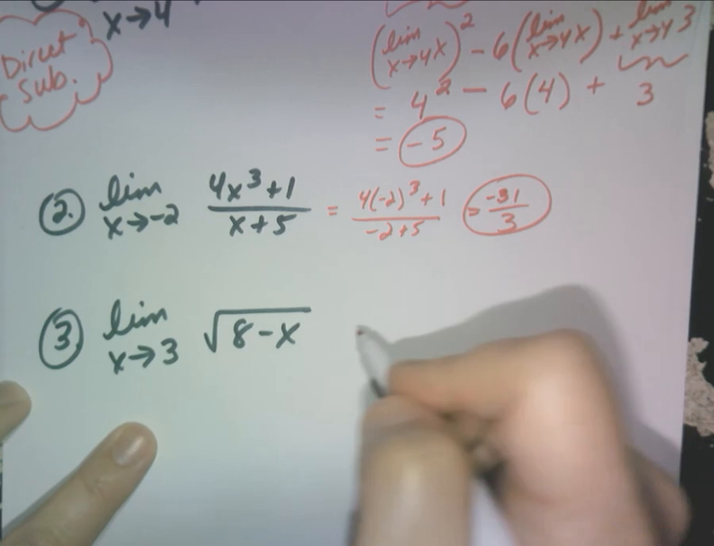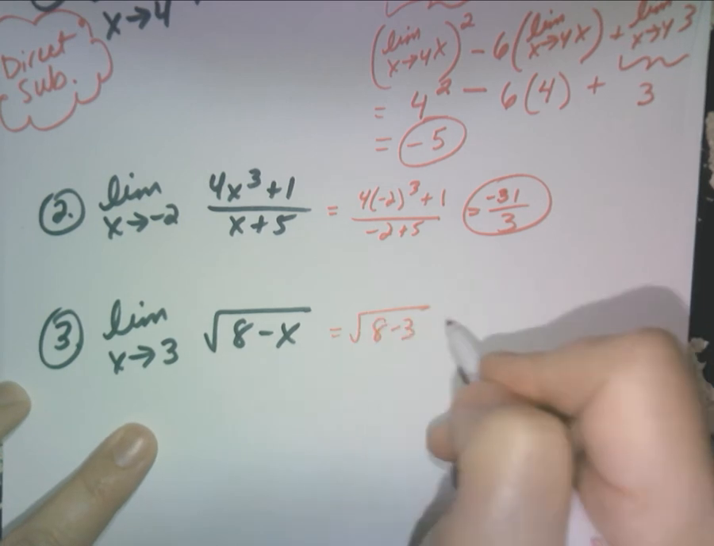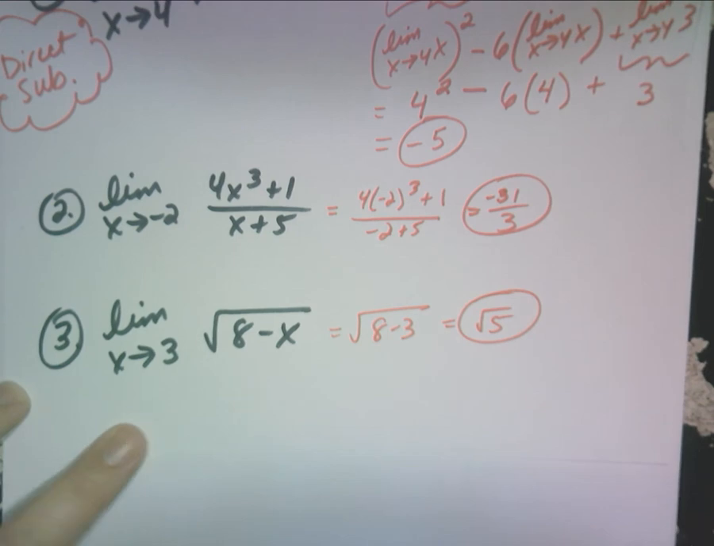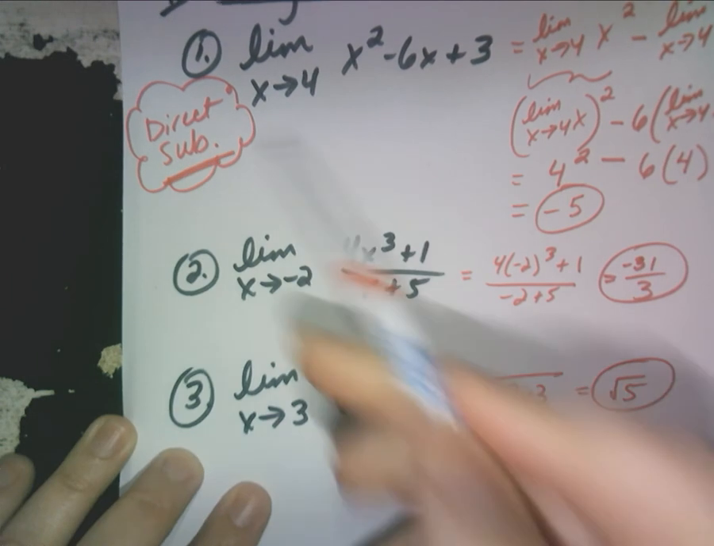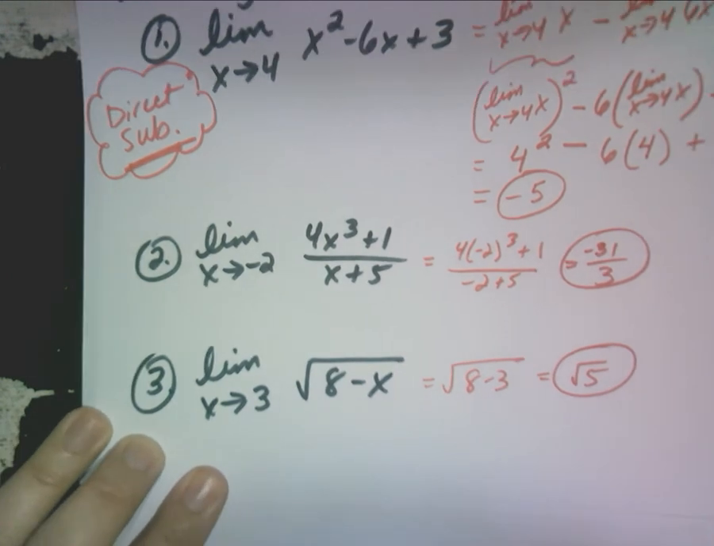Let's plug 3 right here. Square root of 8 minus 3. Square root 5. Done. So the first job tonight, this is your first thing to do, direct substitution. Plug it in, plug it in. Can you handle that?